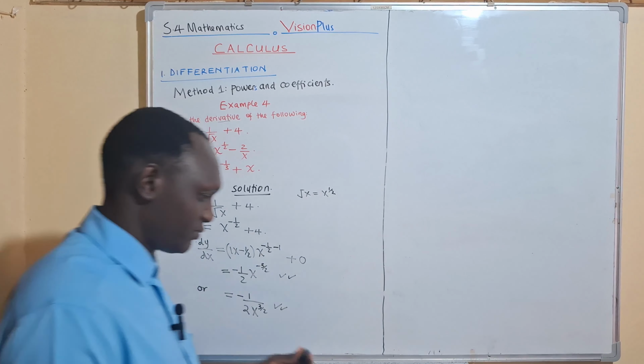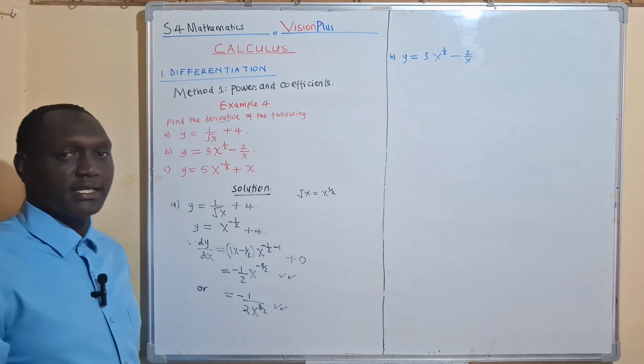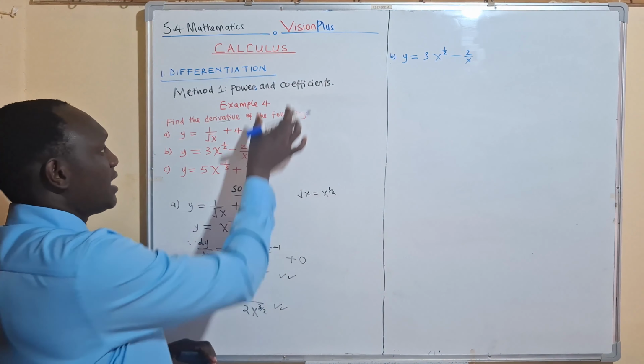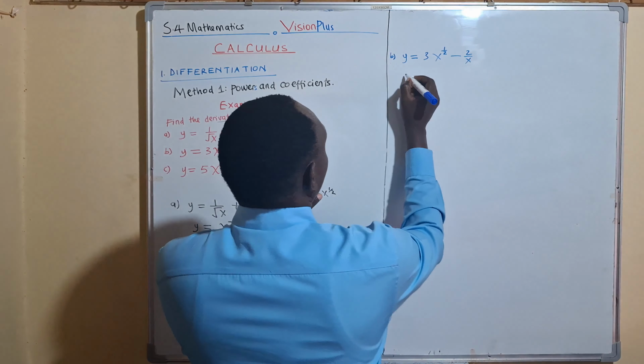Now going to part B. Part B we are given y equals 3x power half minus 2 out of x. If we look here, x has occurred on the denominator. So we must make it a numerator for us to apply the property of powers and coefficients.